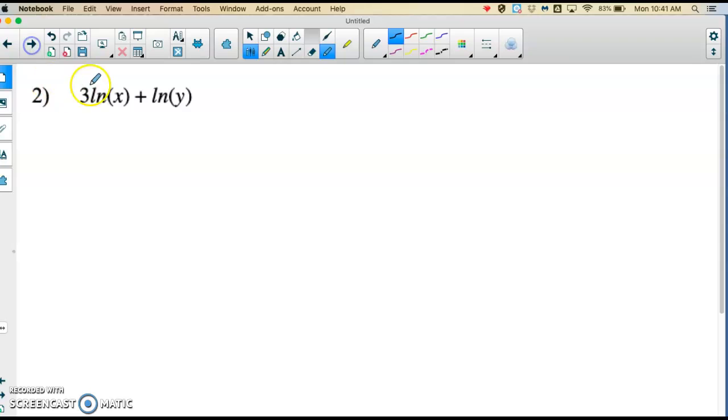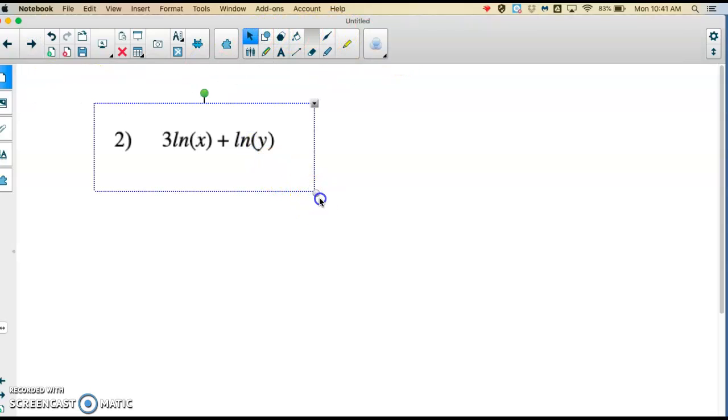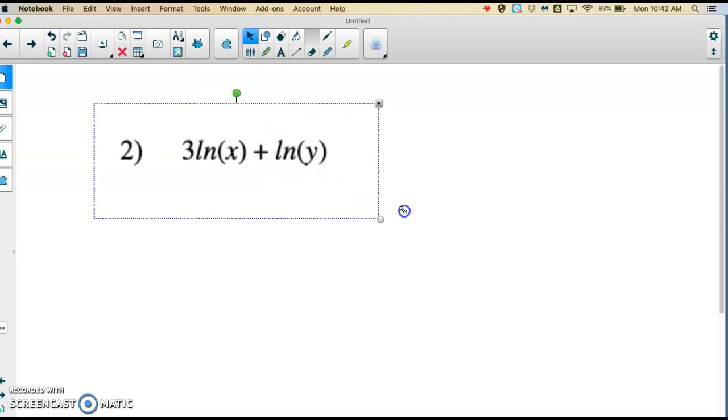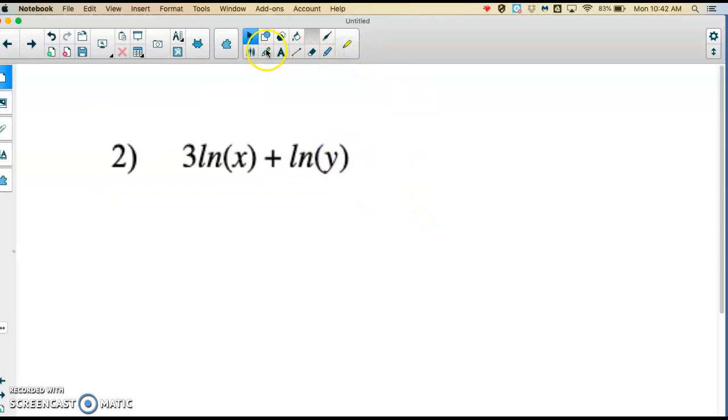All right, number 2. Let me change the color here. This is the natural log. Remember, the natural log is log with base e. So with that, same properties apply. So this was expand or condense. So notice we have 2 of them. So we're going to condense it down to 1 natural log.